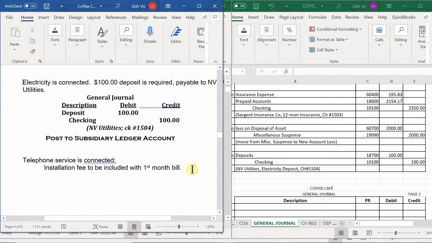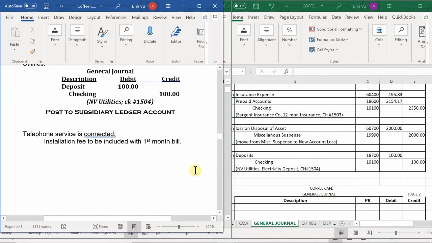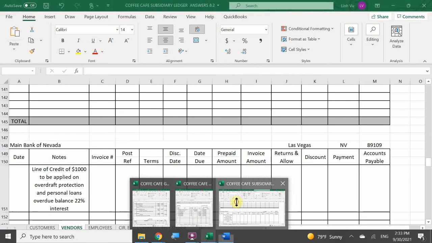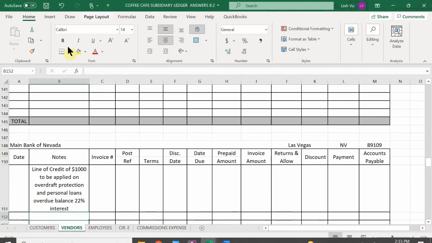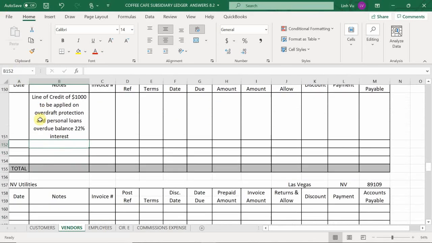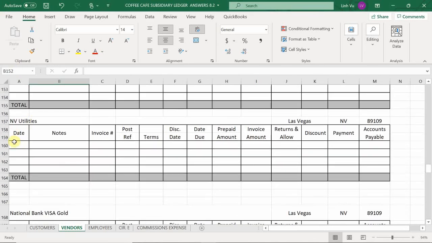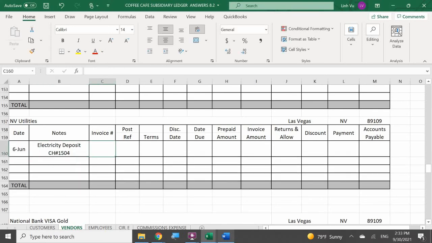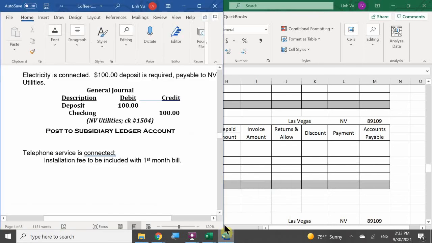So next we have to write the check. The ledger. Did you write the ledger? No, I did not do the ledger. So let's go ahead and update the ledger. In this case, we dealt with NV Utilities. Here we're at Main Bank, and right here, NV Utilities is right underneath. Electricity deposit. Okay, and we wrote check number 1504. Did we have an invoice number? No. Okay, so in this case, I'll just make one up real quick.